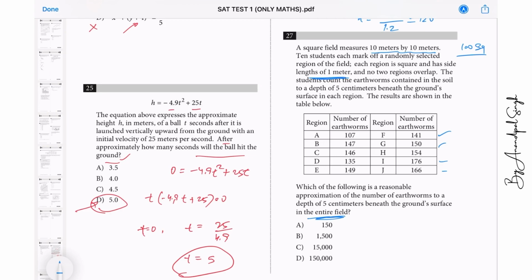They're talking about the entire field, and only 10 squares are given. It means we have to add them and then multiply by 10 to get that of 100. Let us add 107 plus 147 plus 146 plus 135 plus 141 plus 150 plus 154 plus 176 and plus 166. So you are getting around 1500. Then multiplying by 10 will give you 15,000. This is the correct answer.